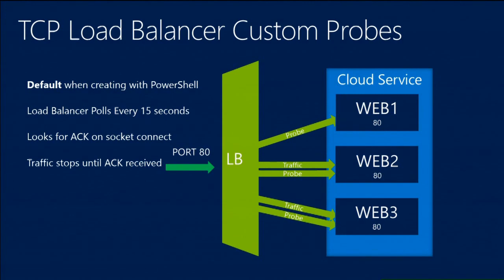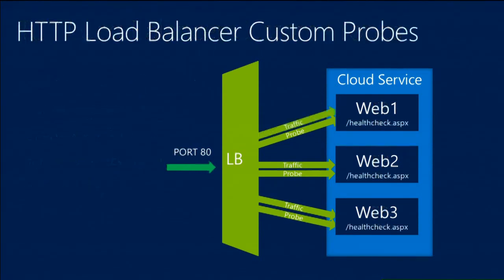And what happens is, if the ACK isn't received, it actually takes that node out of the load balancer. But it does continue polling. So if you reboot the box, it takes it out of the load balancer automatically. Whenever the node comes back up, you don't have to do anything. It just automatically picks up where it left off. So HTTP probes are a little smarter.